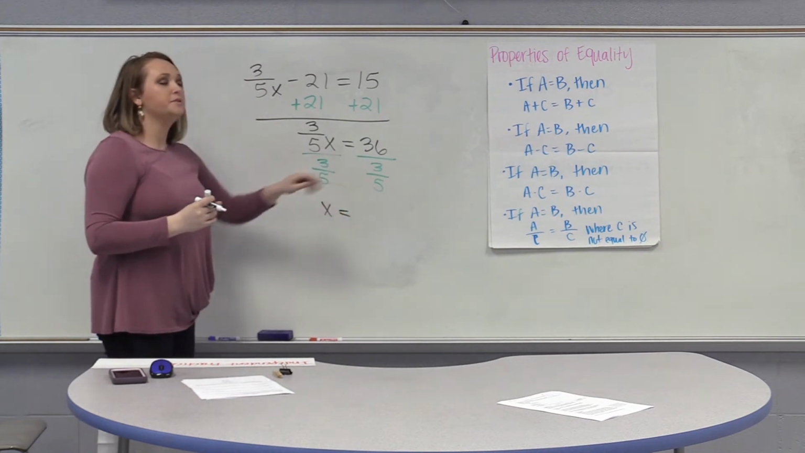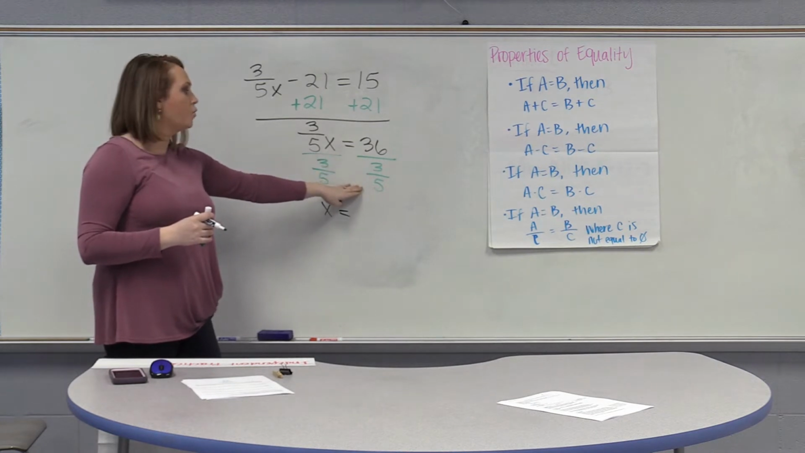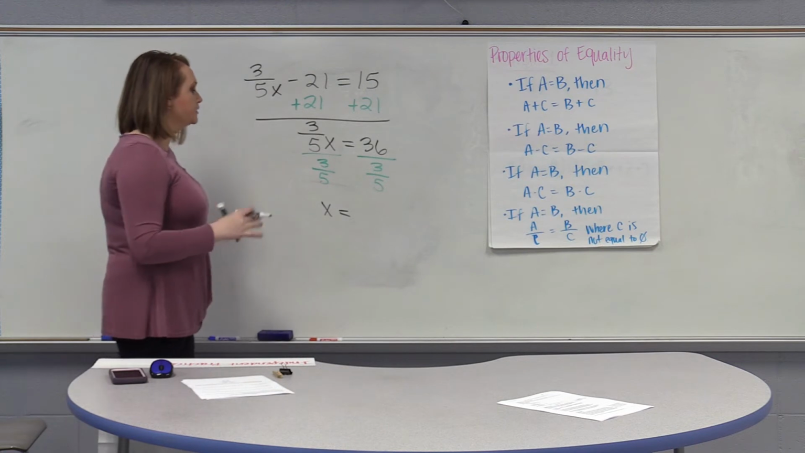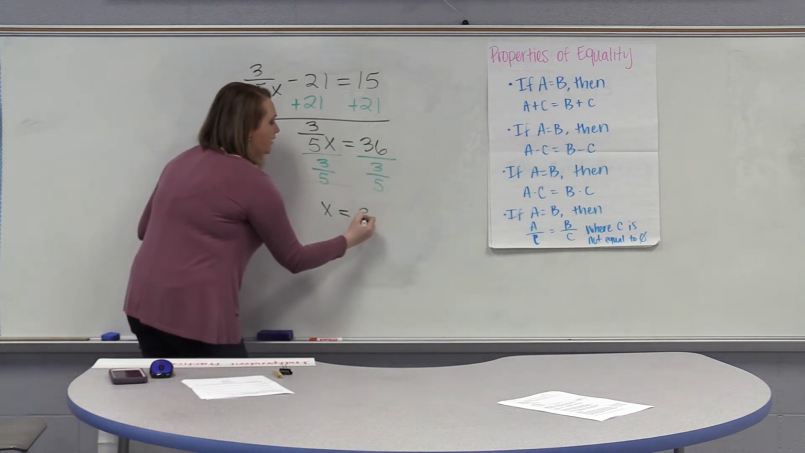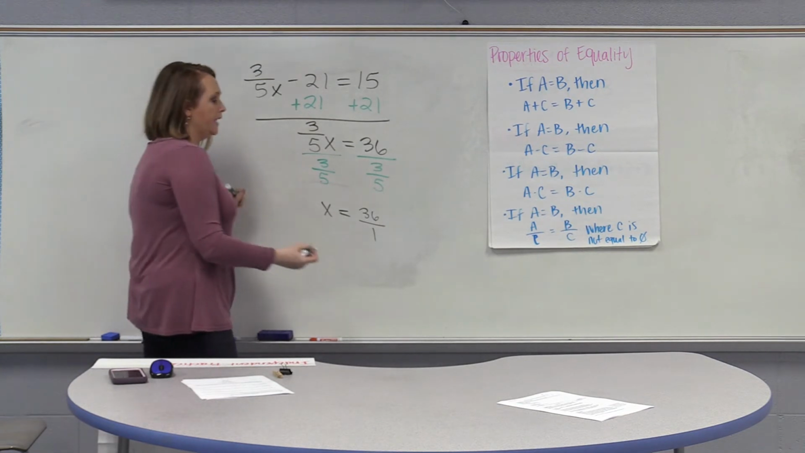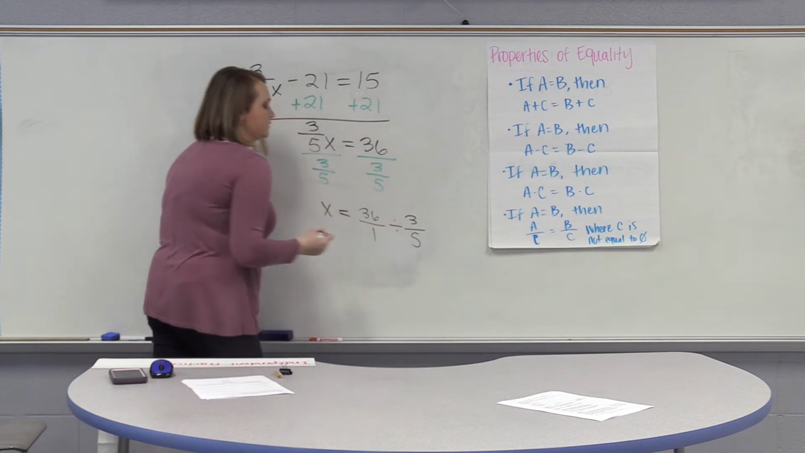Now, I'm going to use my same method of turning this number into a fraction since I'm working with a fraction. This is just one way to solve it. There are plenty of other ways that you could choose as well. So I have 36 divided by 1. I've turned that into a fraction, and I am dividing it by 3/5.